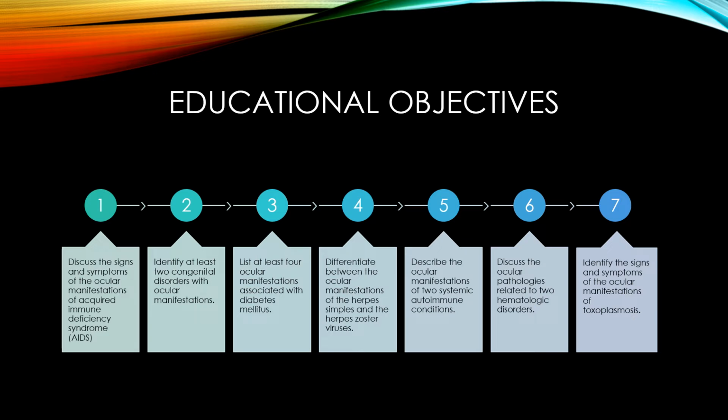5, describe the ocular manifestations of 2 systemic autoimmune conditions. 6, discuss the ocular pathologies related to 2 hematologic disorders. And 7, identify the signs and symptoms of the ocular manifestations of toxoplasmosis.